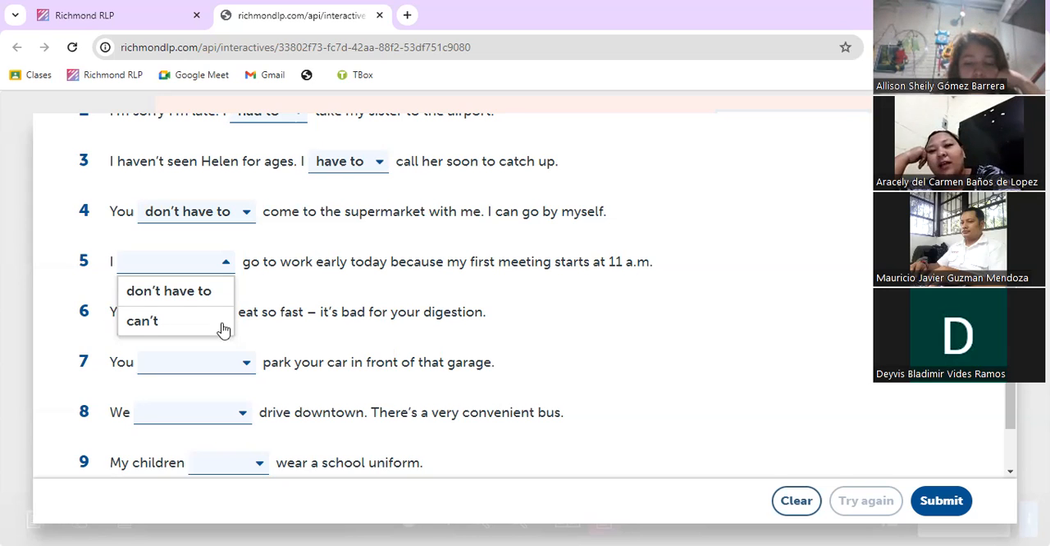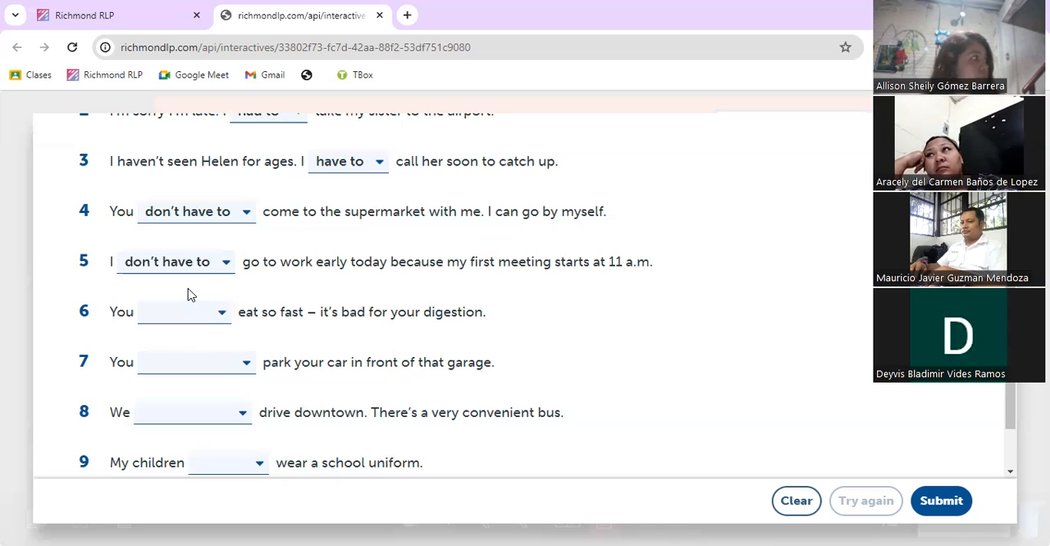Don't have to. ¿Por qué no puede ser can't? Porque no me está prohibiendo que yo vaya a trabajar. No es una prohibición. Okay, sino que es algo que no es necesario porque no tengo nada que hacer temprano. Okay, entonces por eso sería don't have to. Number six. You shouldn't or have to eat so fast. It's bad for your digestion.